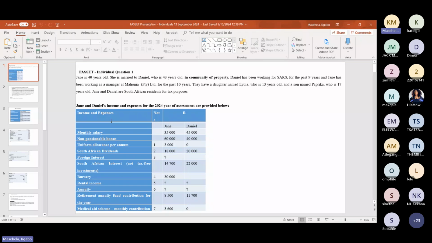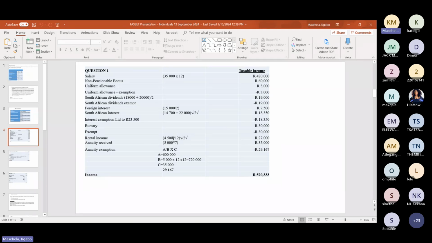And we are told that Jane received 35,000, because they are saying calculate Jane, not Daniel. And you can do this on your own, whereby you calculate only part of the Daniel tax liability. You can do that because once we know how to calculate Jane, you can be able to calculate the Daniel part of it. Then we agree that it's 35,000 times 12 months, and we are told that there's a non-pensionable bonus, 6,000. Yes, it's part of our gross income.